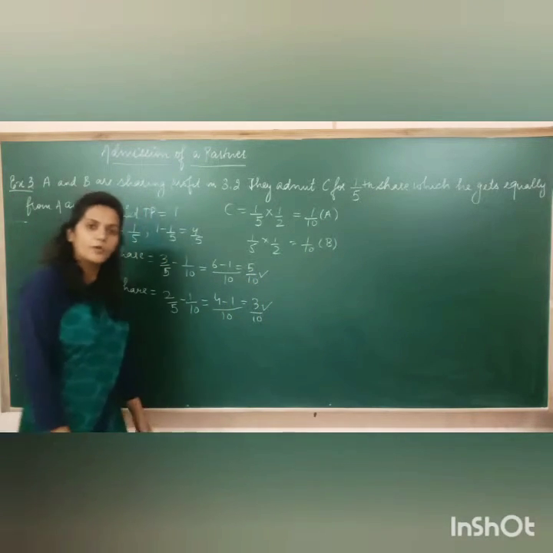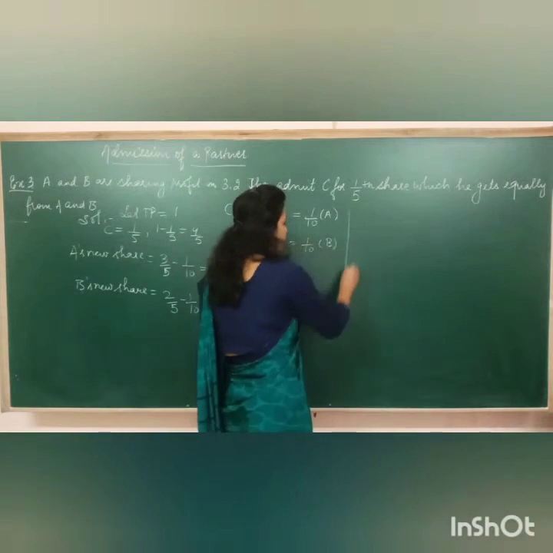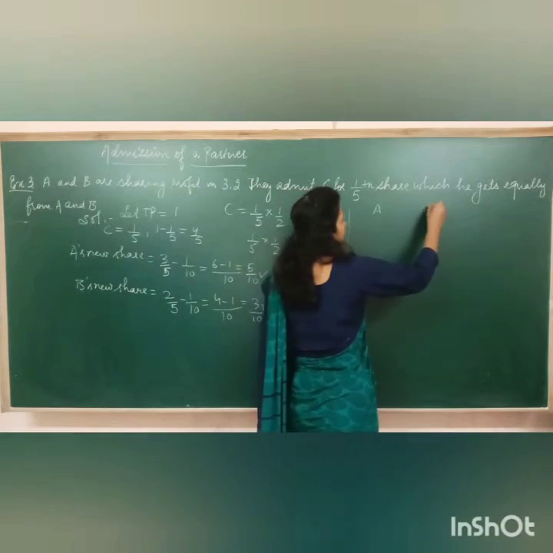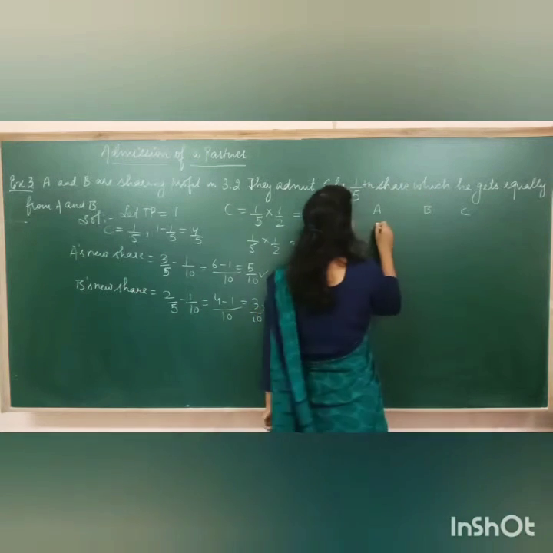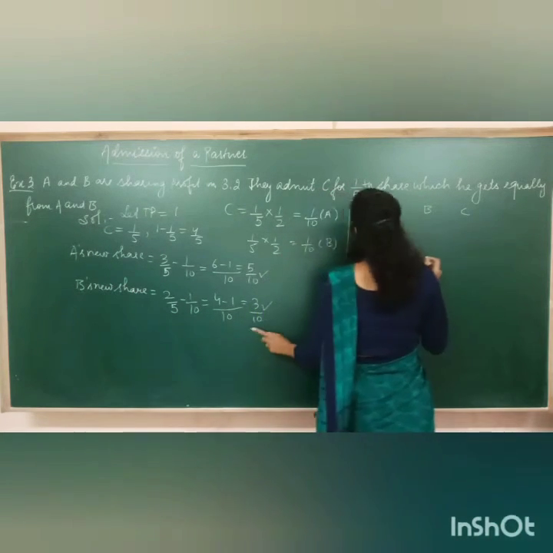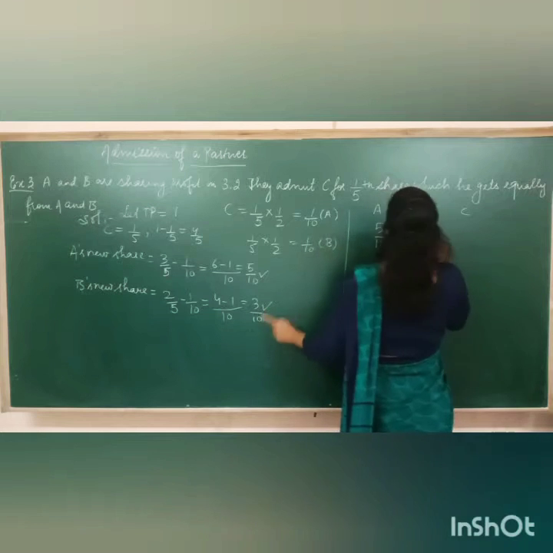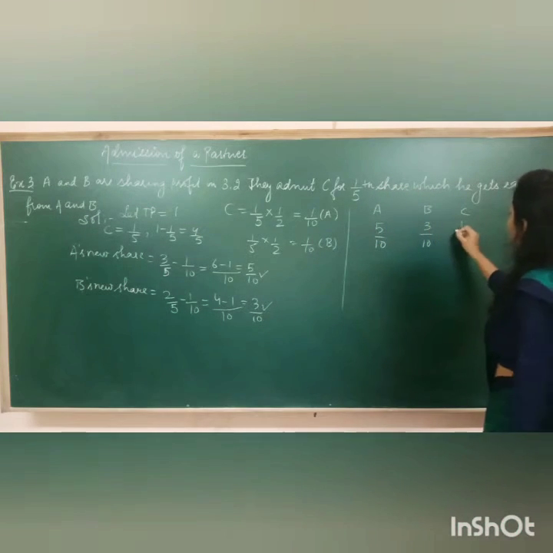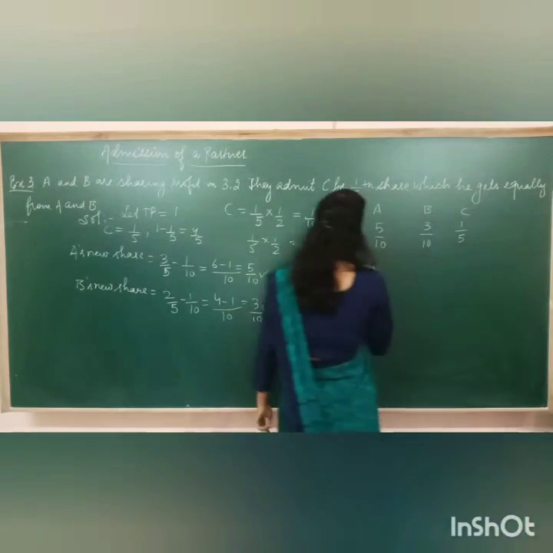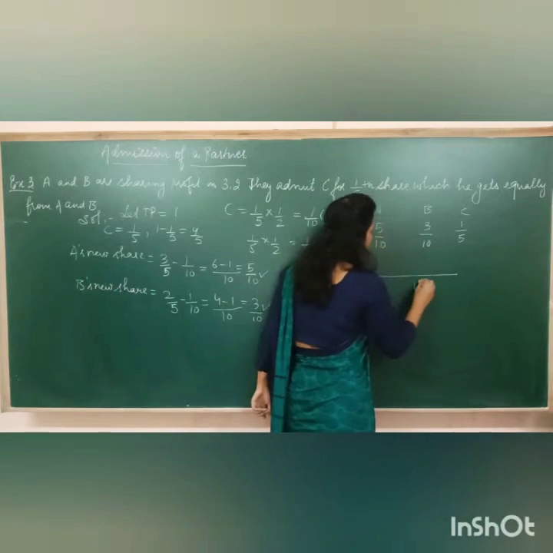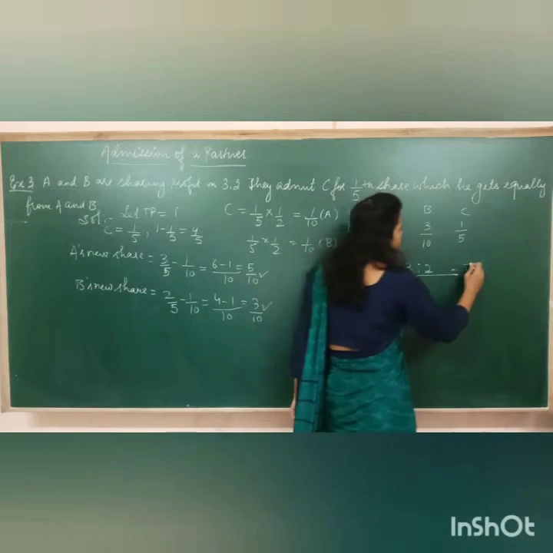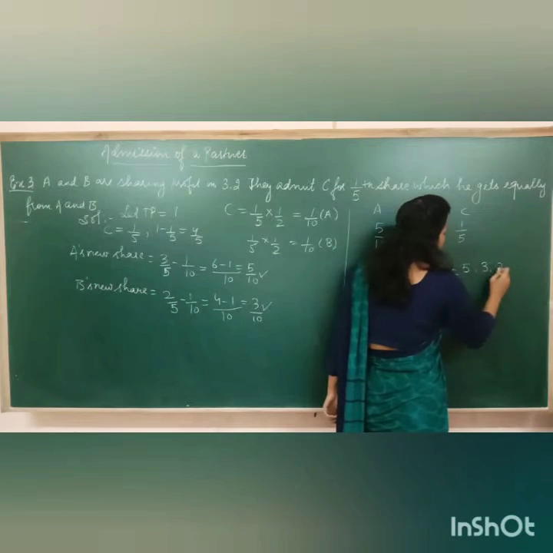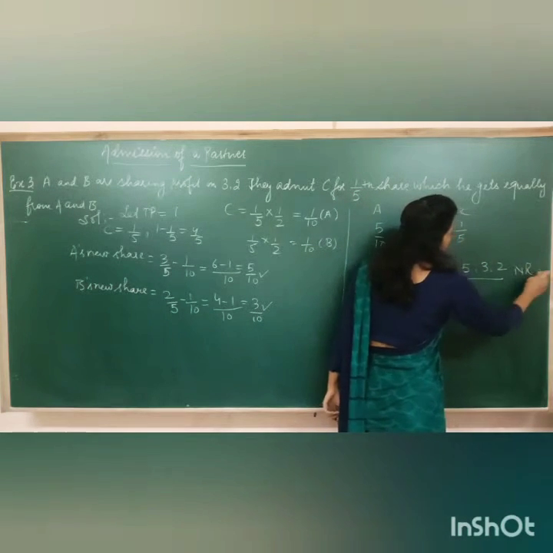Now if I would like to calculate the new ratio, the new shares of A, B and C: A's new share is 5/10, B's new share is 3/10 and C's is 1/5. So now take the LCM. It will be 5:3:2. So 5:3:2 becomes the new ratio.